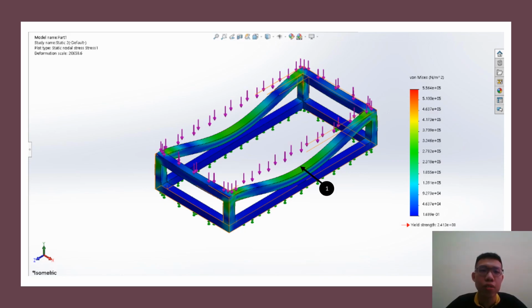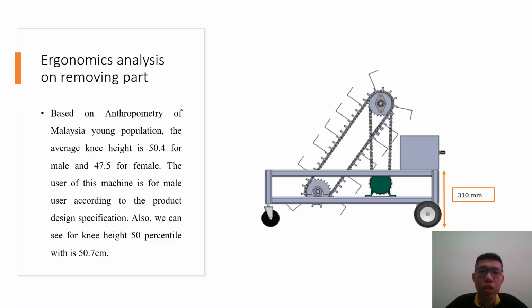For the ergonomic analysis on the removing part, based on anthropometry of the Malaysian young population, the average knee height is 50.4 cm for males. The knee height at the 50th percentile is 50.7 cm. The user of this machine is a male user according to the PDS. The reason we refer to the knee height is that when people squat down to pull out the drawer, it is the height and the best position for their hand to pull out the drawer.